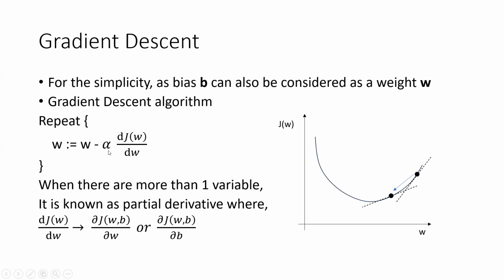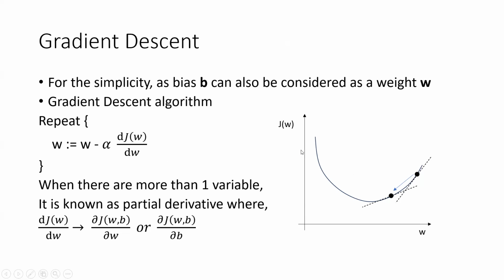The reduced value is actually alpha, the learning rate, times the differentiation of J(W), which is the cost value, right? By differentiating the cost J(W) by W, so dJ(W)/dW means you differentiate this function with respect to W. So this is full differentiation, because we have only the W variable.